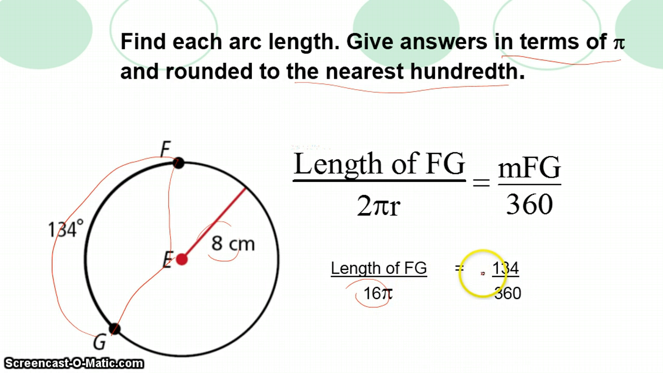So we're going to cross multiply, and then we're going to divide, and we get 5.96, and I have rounded that off to the nearest hundredth, and I have left it in terms of pi. If they wanted you to go further, you would just multiply that pi out, and you would get 18.71. Okay, and that's it. That's how you find the length of an arc.